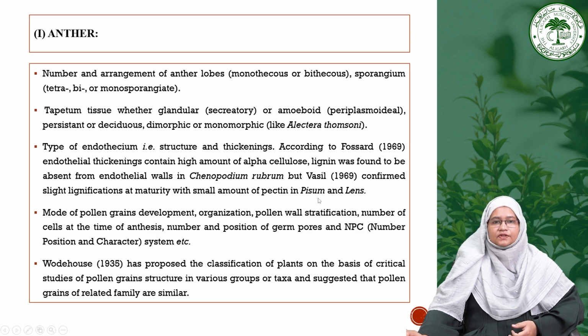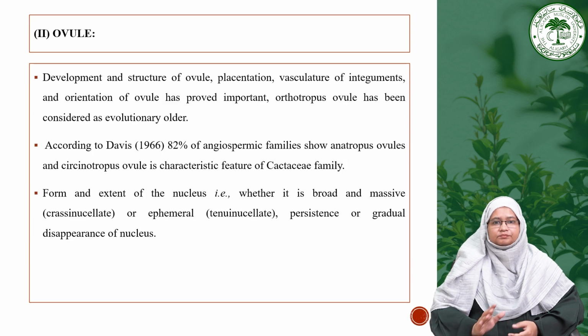Then the modes of pollen grain development, organization and pollen wall stratification, number of cells at the time of anthesis, and the number and position of germ pores and the NPC number, as we have discussed earlier, are very important in the identification of different groups of plants. Then Wodehouse has proposed the classification of plants on the basis of critical studies of pollen grain structure in various groups of taxa, suggesting that the pollen grains related to the families are similar.